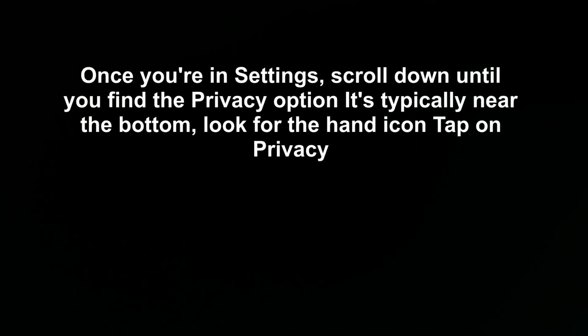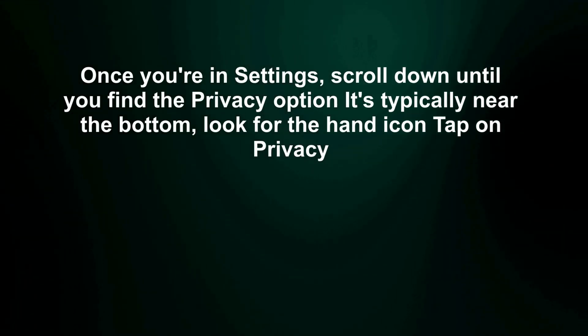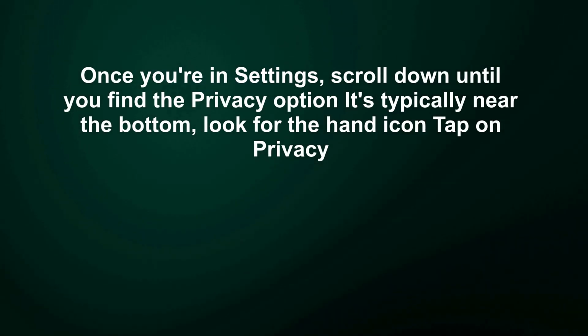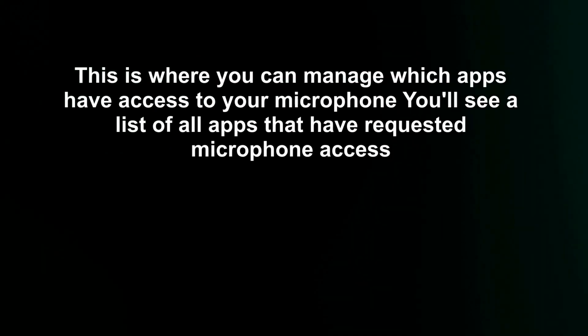Once you're in settings, scroll down until you find the privacy option. It's typically near the bottom. Look for the hand icon, tap on privacy. Now you'll see a list of different permissions your apps can request. Find and tap on microphone. This is where you can manage which apps have access to your microphone.